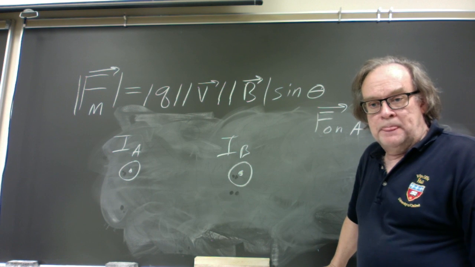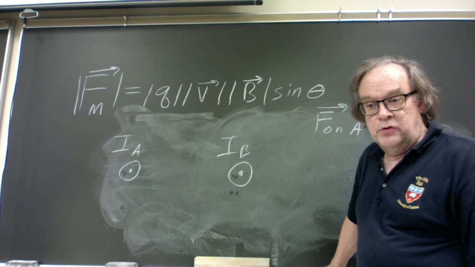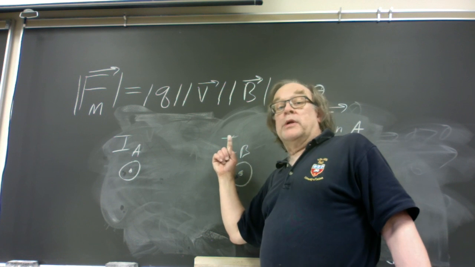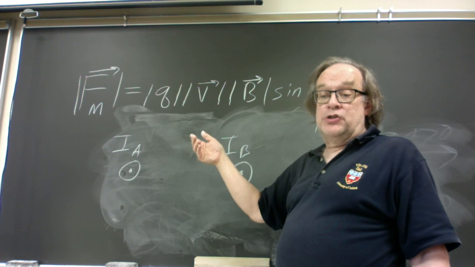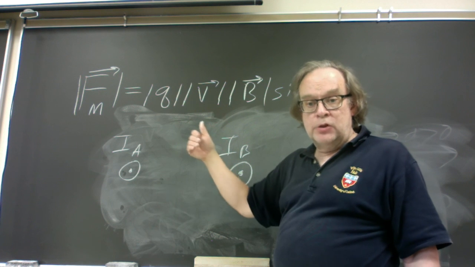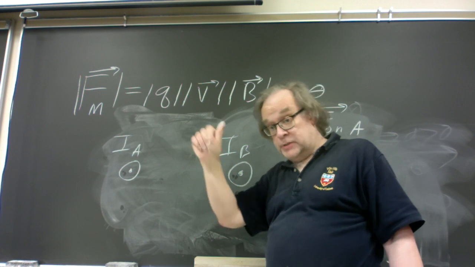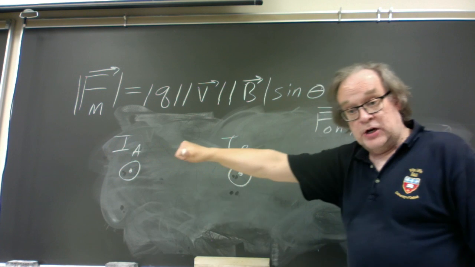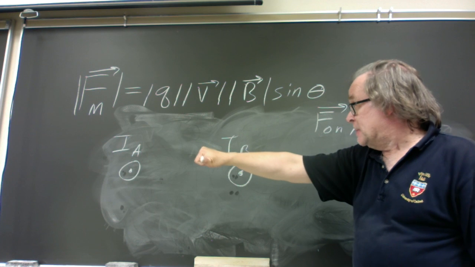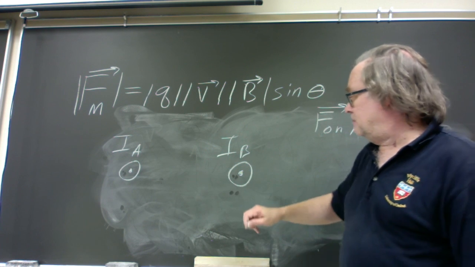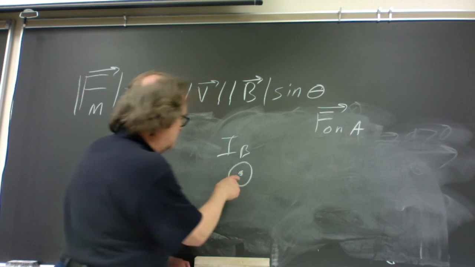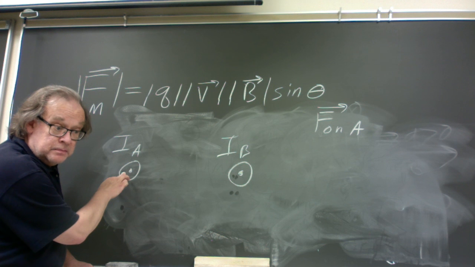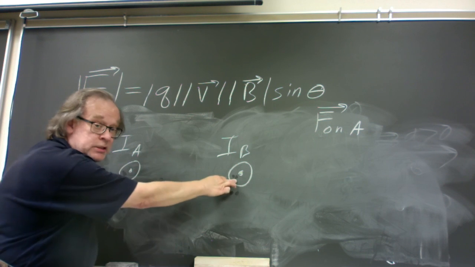Same rule, start by pointing your thumb in the direction of the velocity of the moving charges. Remember, whenever we use the symbol I, we're talking about a conventional current, which means we're imagining that the moving charges are positive charges. And in this case, they're moving this way, so that's the direction of my thumb. And then I want to find the direction of the field that this thing feels. The field that this thing feels has this other current as its source.